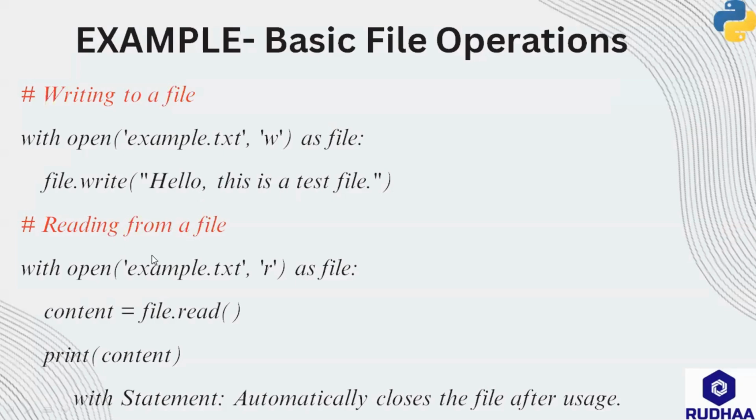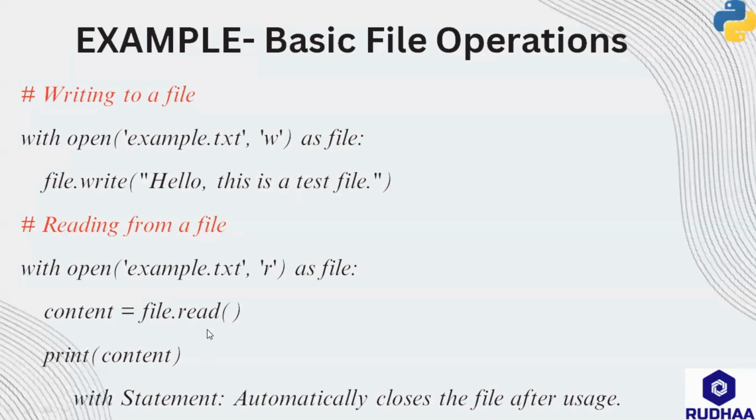Then reading a file. Now we have written something and we are going to read the file. For reading, you have to open the file in read mode. After opening, the content should be read by the program. So content equal to file.read, then print the content. This will print the contents that are present in the file. We are using the with statement because using with will automatically close the file after usage. So it will print the content. This is how you can read and print the content.